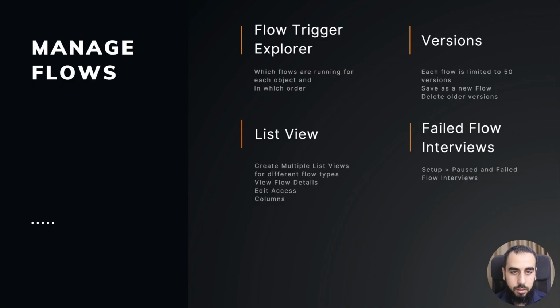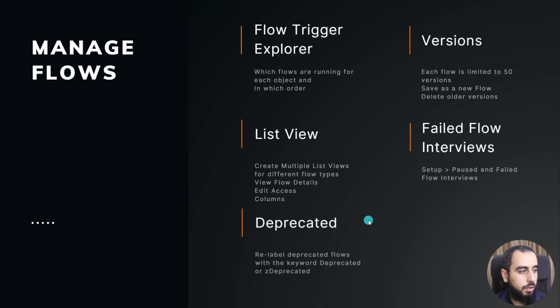All right, let's continue. Now, the keyword deprecated is important, not just with flows, but with anything really. If you have a flow that you are no longer using, or nobody is using anymore in the org, it's a good practice to relabel the flow to deprecated. Put the word deprecated at the beginning, or Z deprecated, so that if it is sorted alphabetically, it gets thrown at the end of the list view. That way people know that this flow is no longer being used.